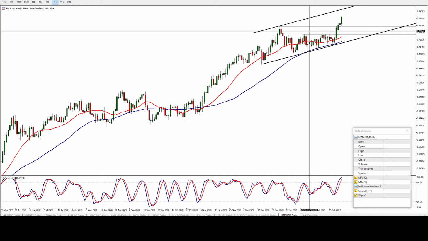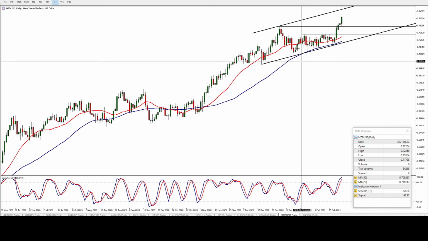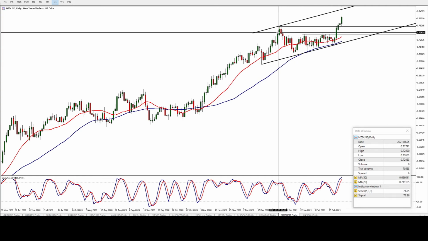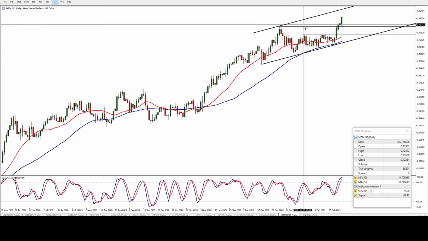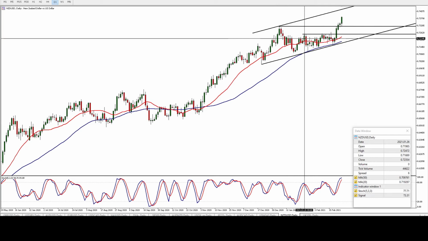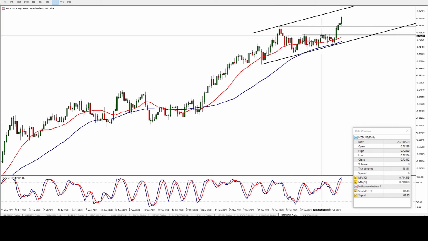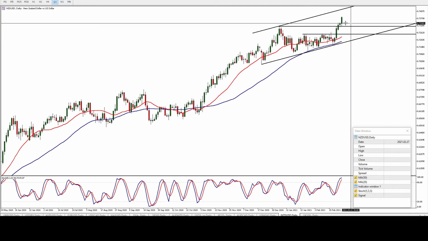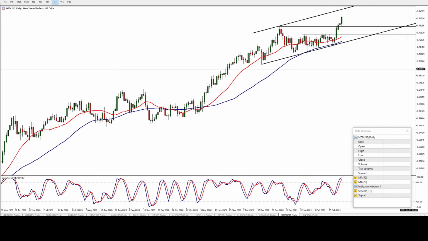The key support levels in this market are here, the previous resistance levels, so 73.15, and here the other one, roughly 72.47 to 72.54 or so. That's where we have the key support levels if we get retracements in this market.